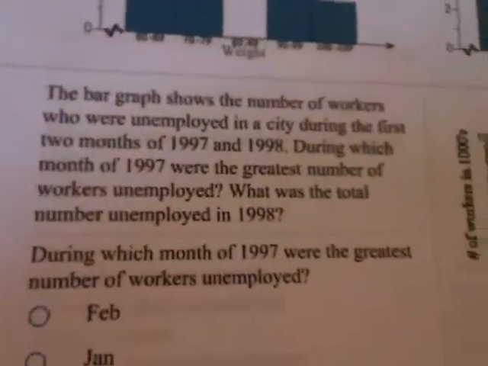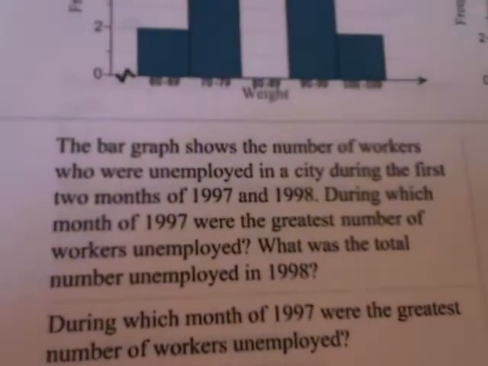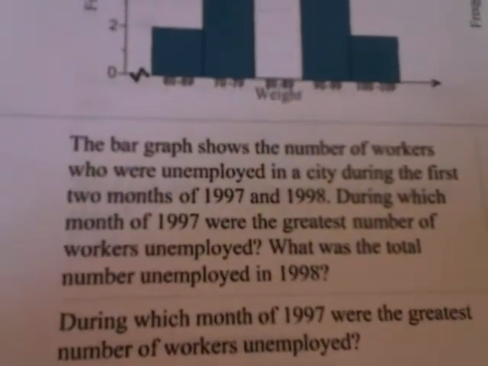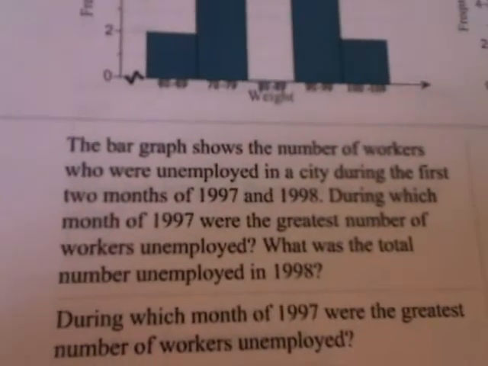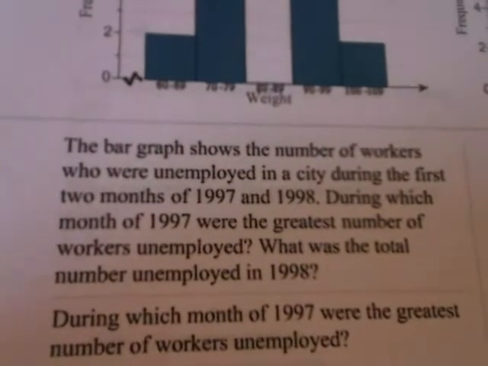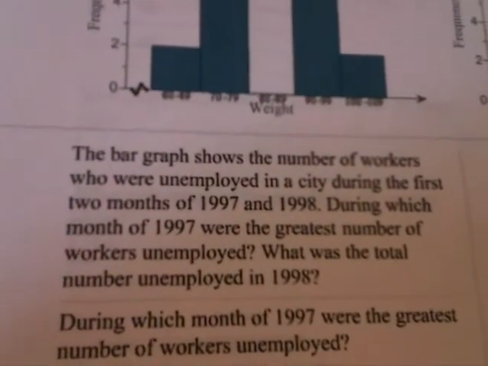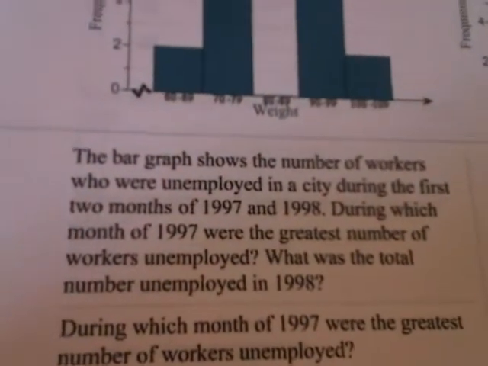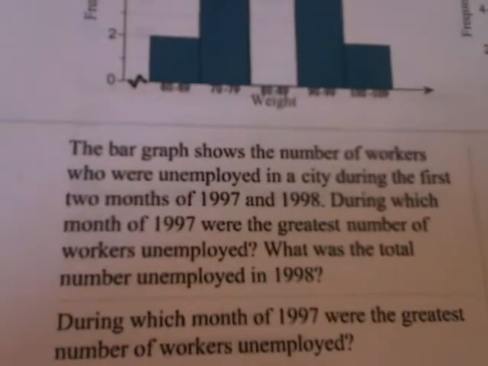Okay. All right, let's take a look at the next problem that deals with a bar graph. In this case, the bar graph shows the number of workers who are unemployed in a city during the first 2 months of 1997 and 1998. During which month of 1997 were the greatest number of workers unemployed? And what was the total number unemployed in 1998?